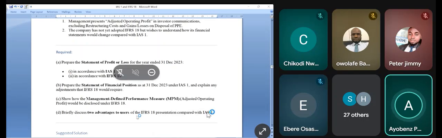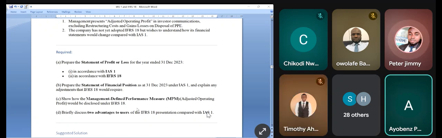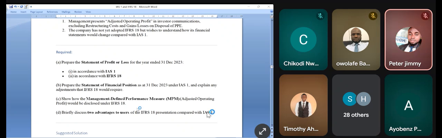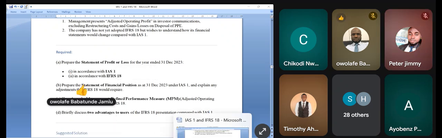Can anybody try to help me prepare the statement in line with IAS 1? Can anybody try, or would you all do it together? We should do it together. Let's do it together, sir. Let's all do it together. Yes, sir.